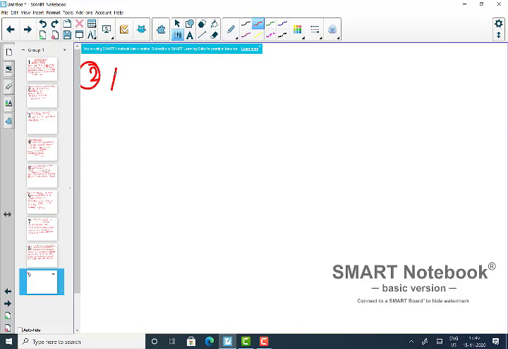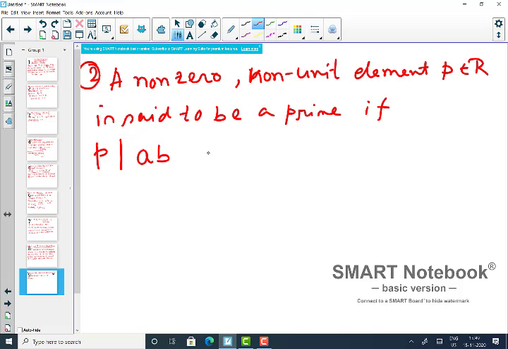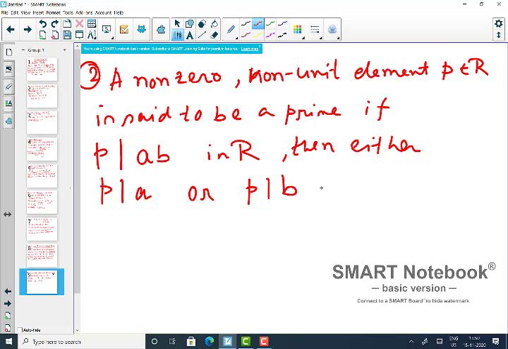Similarly, a non-zero, non-unit element, say P belongs to R, is said to be a prime or prime element if P divides the product of two elements in R. So if there are two elements A, B in R, then either P divides A or P divides B. So this is the definition in R. Divides inside R means you have an element C such that A equals P times C. Okay.